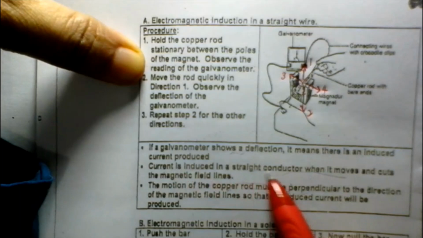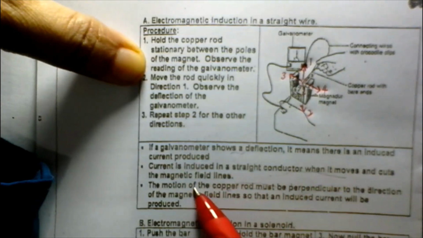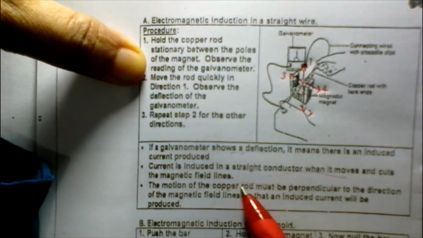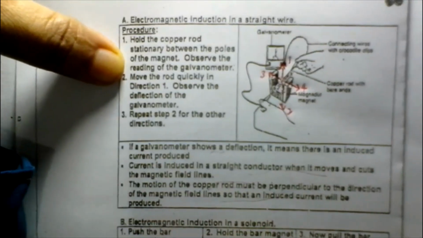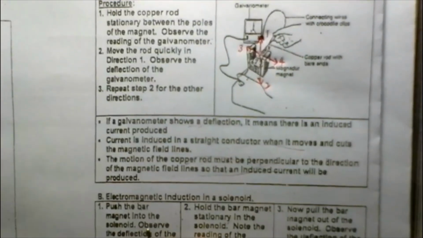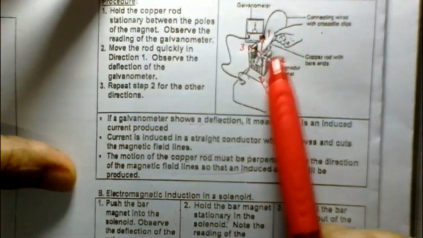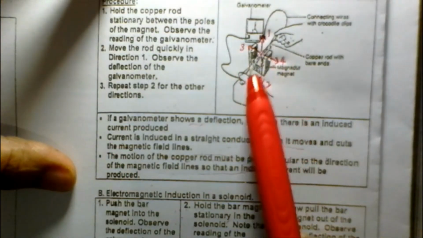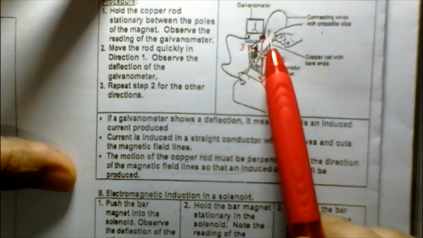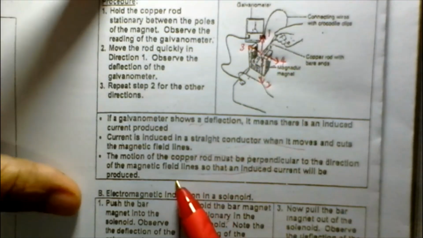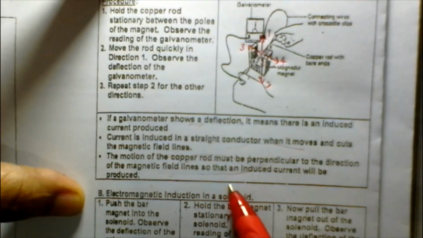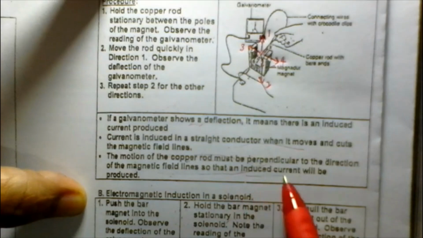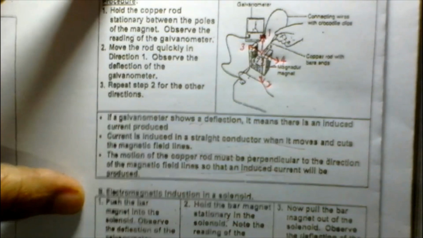Current is induced in a straight conductor when it moves and cuts the magnetic field lines. The motion of the copper rod must be perpendicular to the direction of the magnetic field lines so that induced current will be produced. So to produce a very effective cutting of the magnetic field lines, the direction in which you move the wire is perpendicular to the magnetic field lines, so that the cutting is more effective or maximum, thus induced current will be produced.